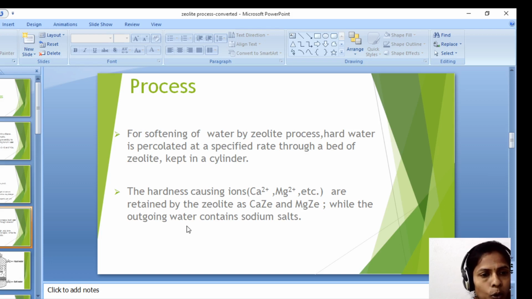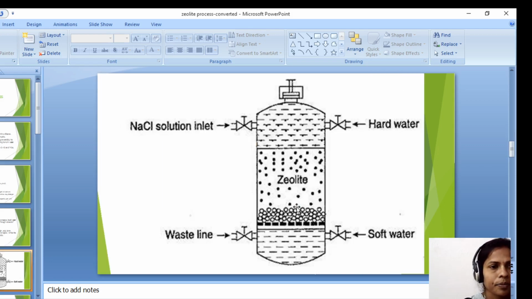The outgoing water contains sodium salts, because the sodium ions are exchanged with the calcium and magnesium in the water sample. So these ions in the water are replaced with sodium ions, and the water we get from outside has sodium ions.